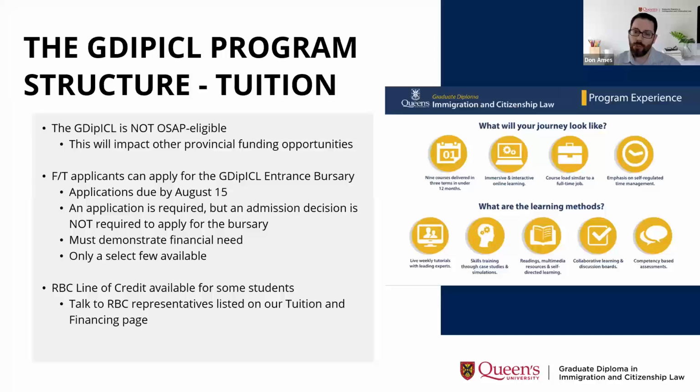In regards to tuition, one other thing we want to note here, and it's unfortunate, but it's true, is the fact that our program is not OSAP eligible. So for students in Ontario, you can't apply for provincial government funding to pay for our program. We would love if we were OSAP eligible, but this is a Queen's University regulation, and our program just does not qualify for that. This then restricts provincial funding across Canada.